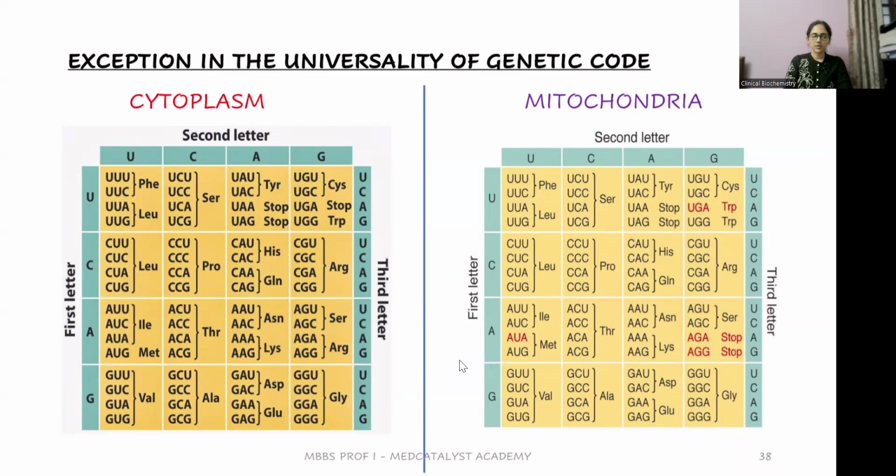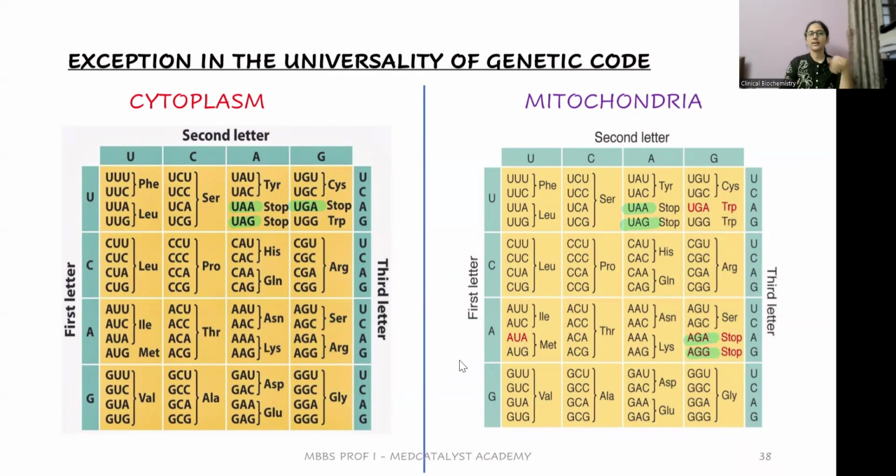In cytoplasm, what is the stop codon that we read? UAA, UAG, and UGA. So there are 3 stop codons. But in mitochondria, 4 stop codons are there. What are they? UAA, UAG, AGA, AGG. These are the 4 stop codons in mitochondria.